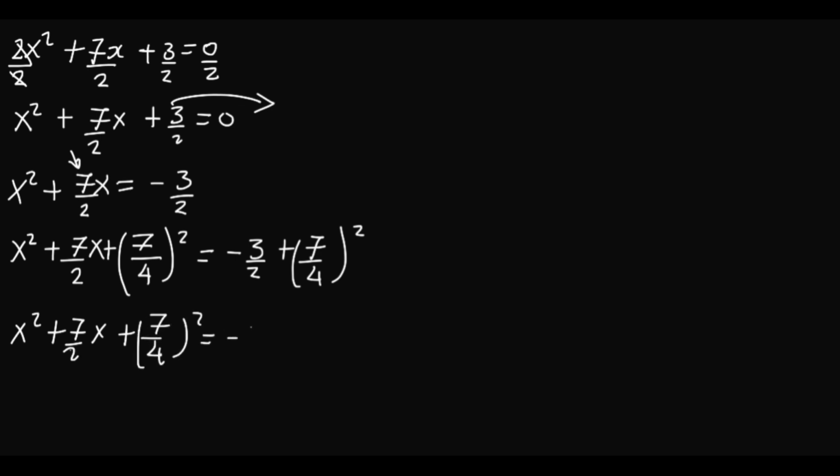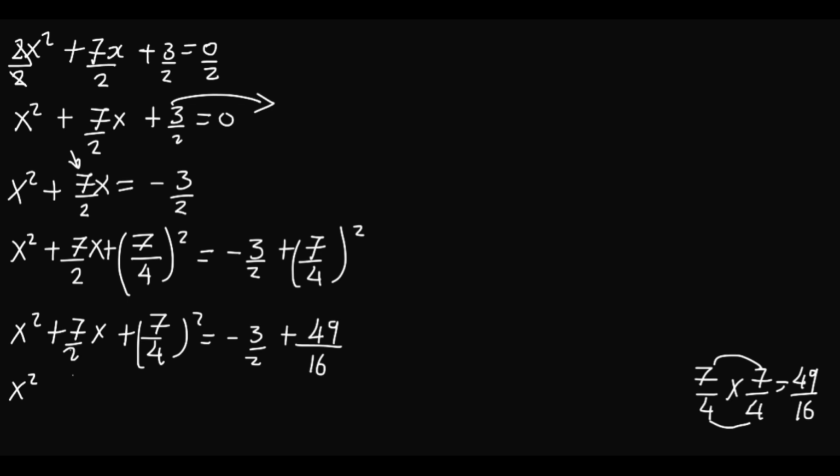So here we have negative 3 over 2 plus, so this is same as 7 over 4 times 7 over 4. So 7 times 7 is 49 over 4 times 4, that is 16. So we get 49 over 16. So let's bring down our left side here.